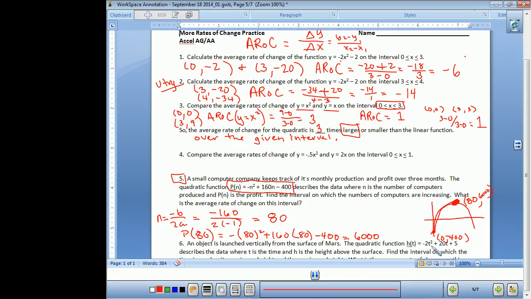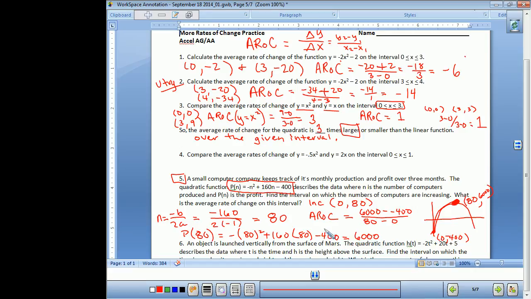So now how do we find the average rate of change over the increasing interval, which is the second question? We have the increasing interval, from 0 to 80. And now what is the average rate of change over that interval? So we're going to do the change in our y's, which is 6,000 minus the negative 400, over the change in our x's, 80 minus 0.